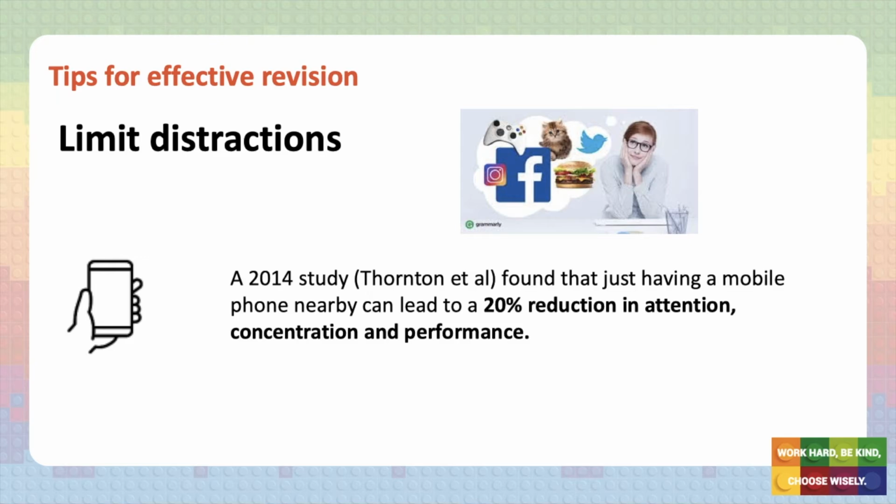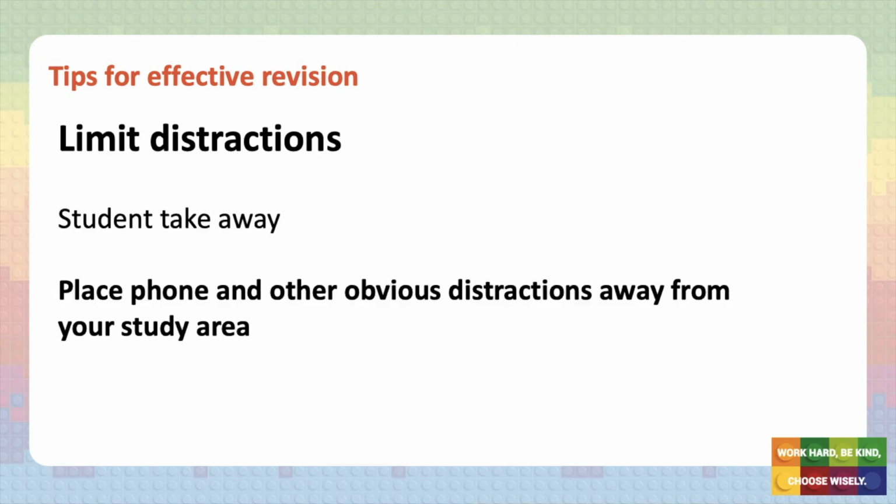And there's research to show that even just having a mobile phone nearby can give us a 20% reduction in attention and concentration, and therefore limiting our performance. Now, an easy strategy here would be simply to remove that distraction. Try and put that phone, either turn it off, take it out of the room, even better, for that short revision period that you're going to do. I'm going to recommend later that revision periods are somewhere around 30 to 45 minutes. So it's not a long amount of time to have to not have your mobile phone.